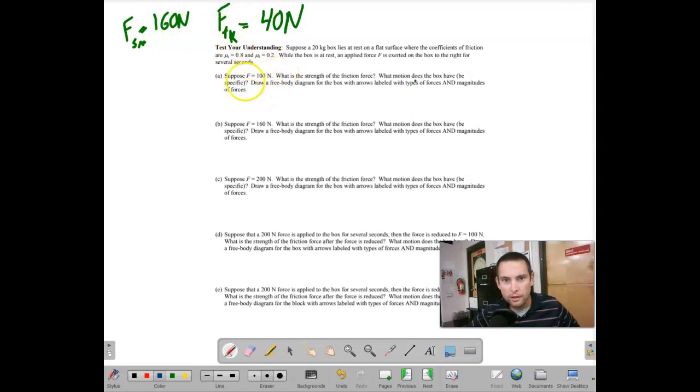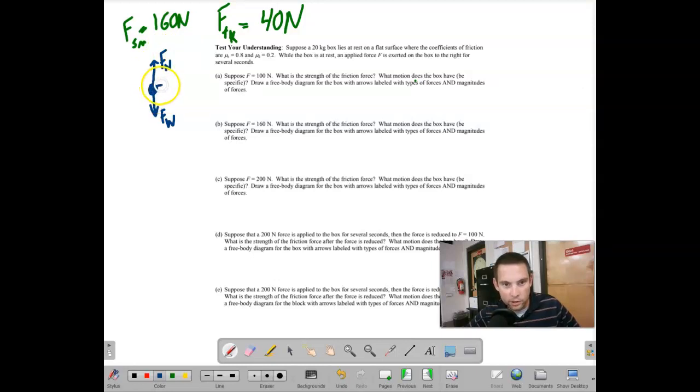Now, part A, what is the strength of the frictional force? Well, is it going to move or not? It depends. So let's first start with a free body diagram to see what's happening. If we have a box on the ground, we'll start with the easy one, which is our weight force, mg. We have the normal force. It's not sinking, it's not going upwards.